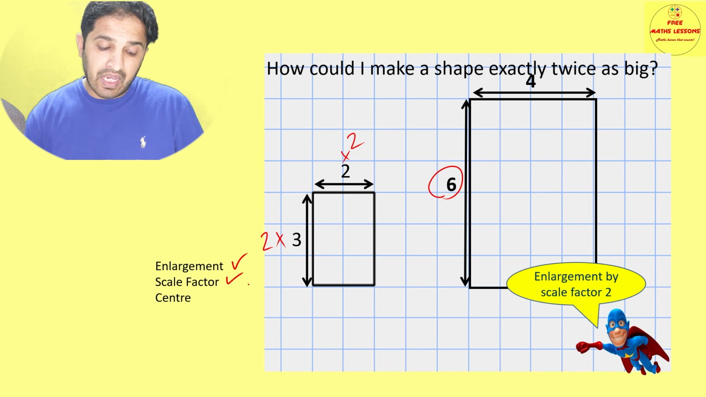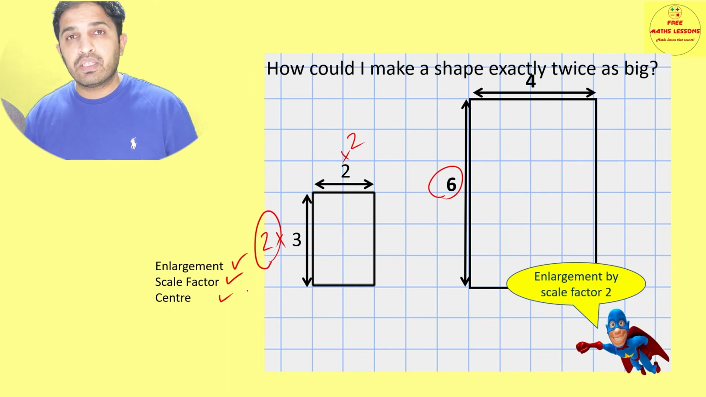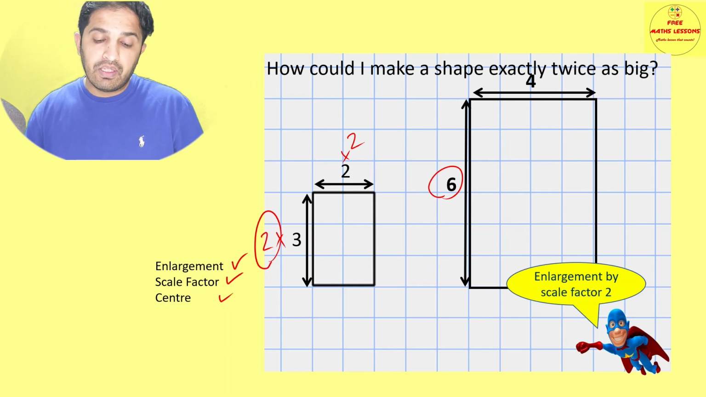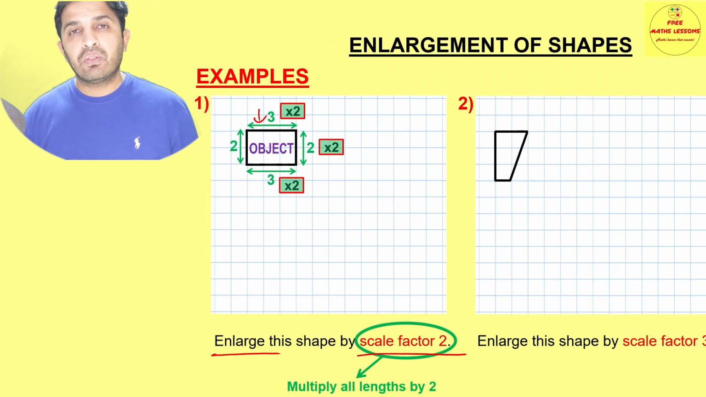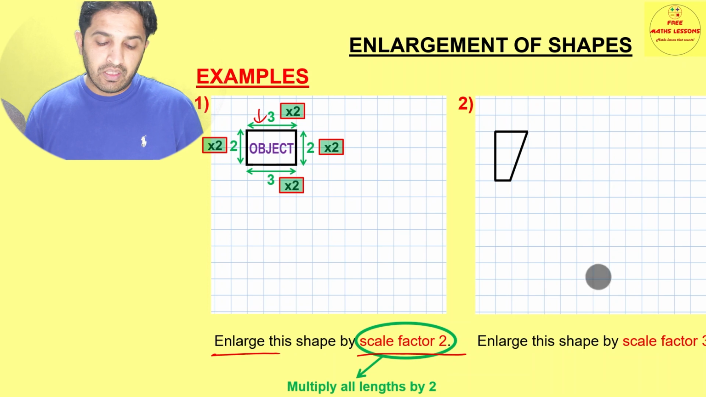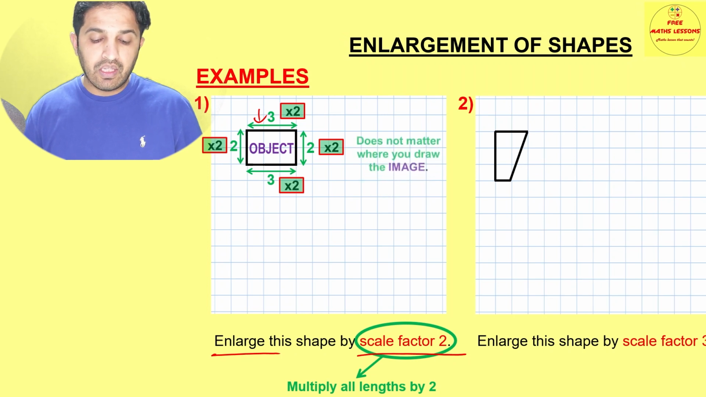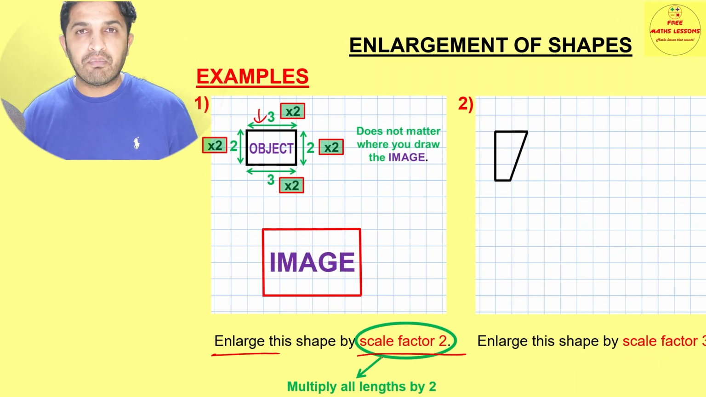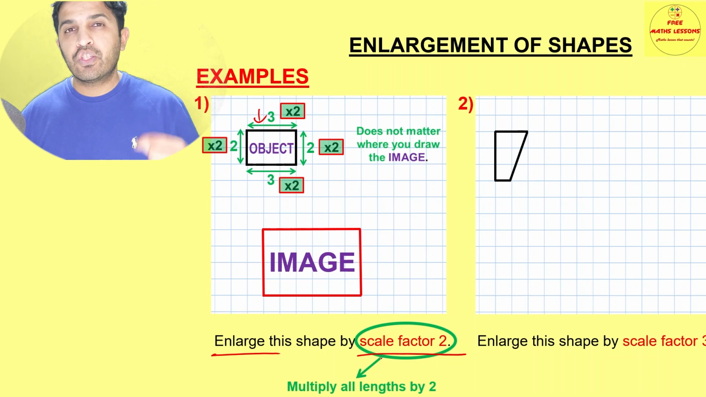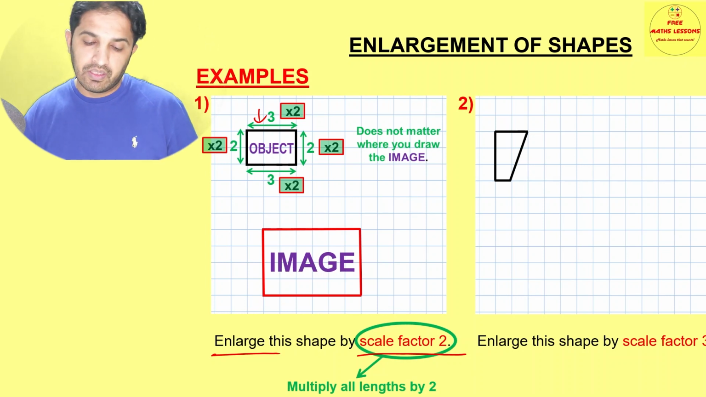Scale factor is how many times you're making it bigger. So in this case, the scale factor is 2, and the center is not involved in this case. So we're just going to say we enlarge the shape by scale factor 2. So we multiply every single length by 2 and recreate that shape, and it would look something like that. So your image would be 6 across, 4 up, 6 across. So you make this shape 2 times bigger by multiplying every single length by 2.